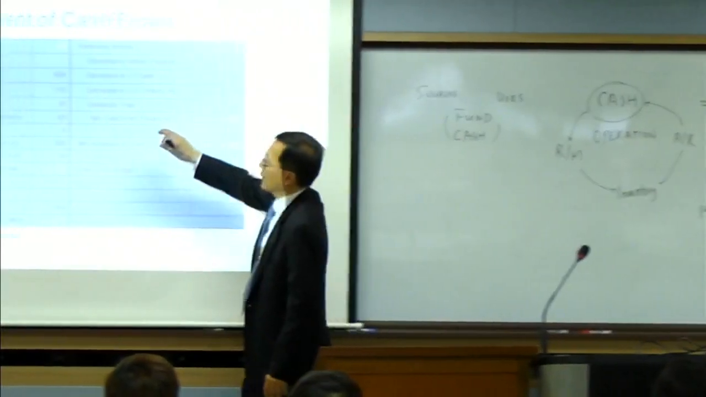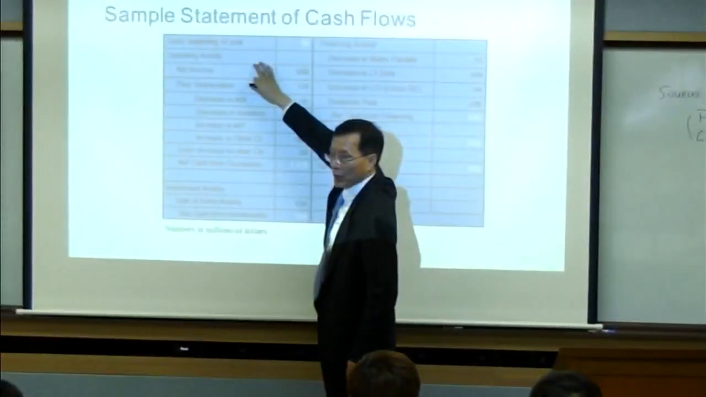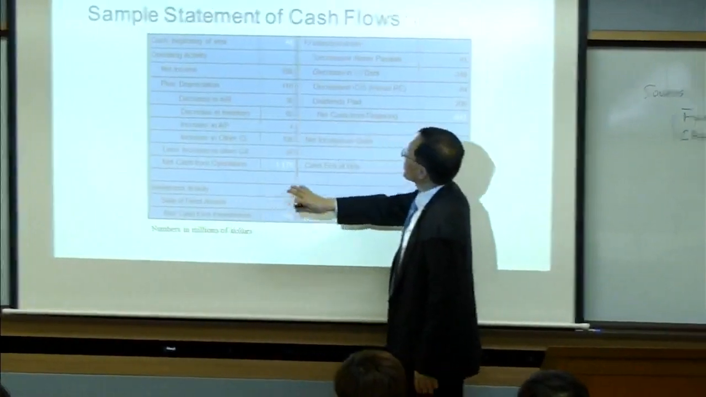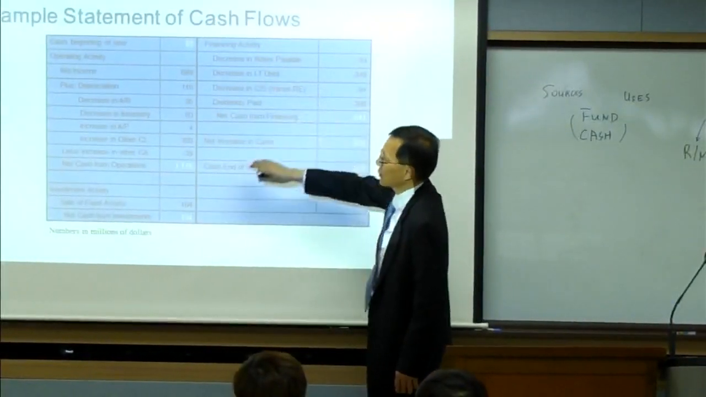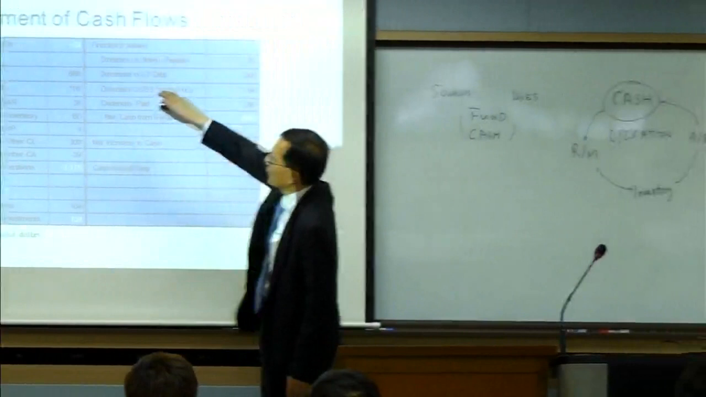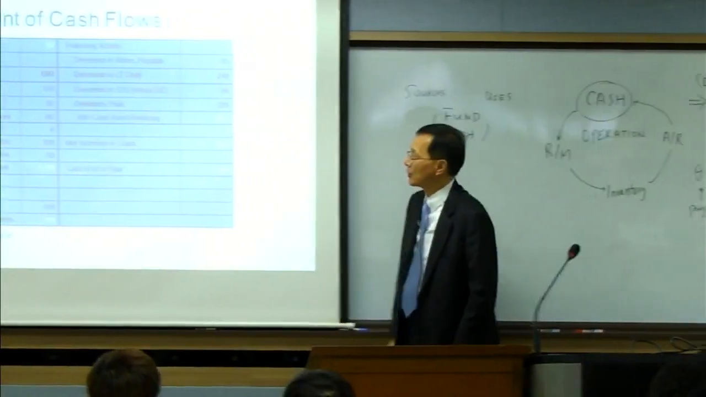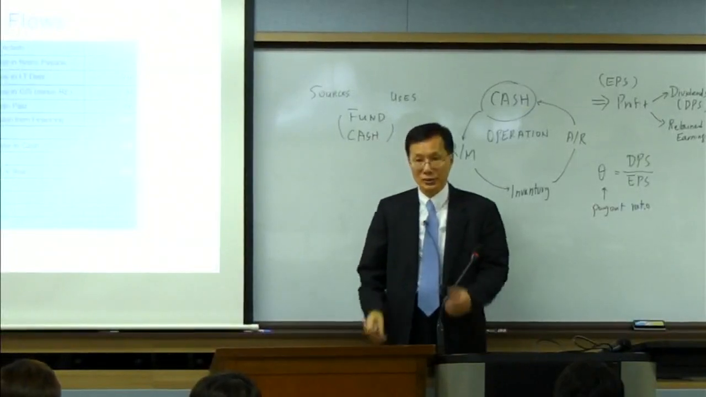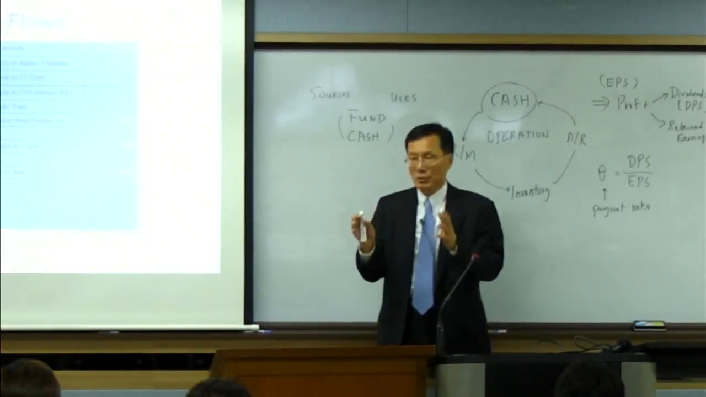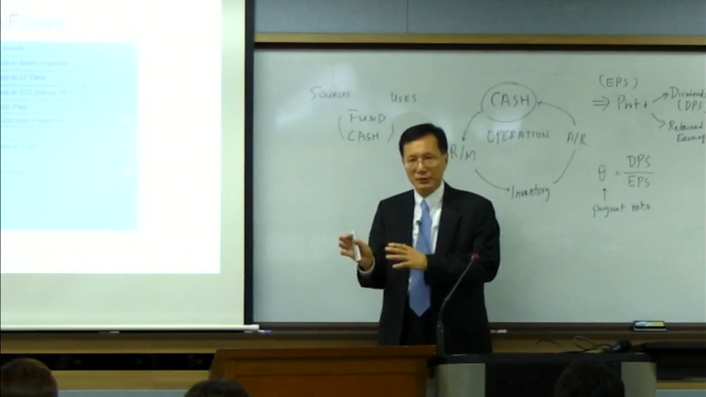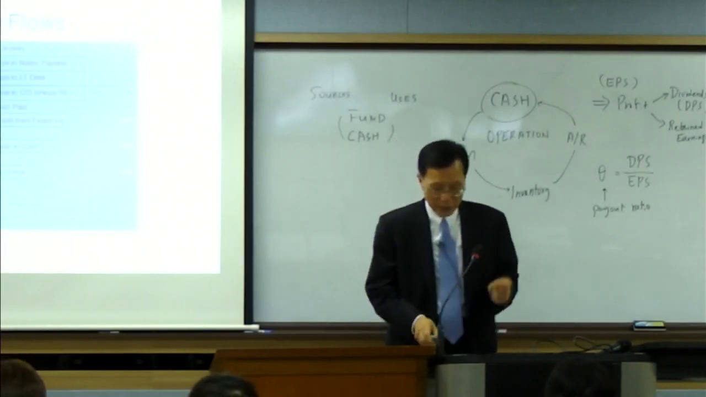So adding the operating activity, investment activity, and financing activity numbers all together, and adding them to the beginning of the year cash, you have an end of the year cash balance of 696. This is the cash flow statement. Sources and uses of cash. Any questions?